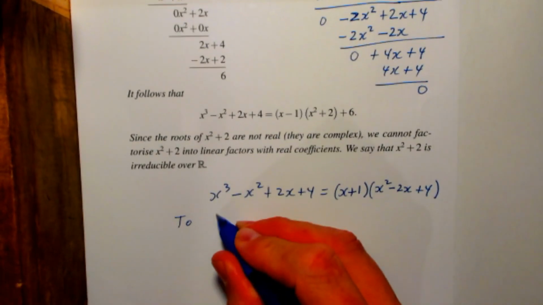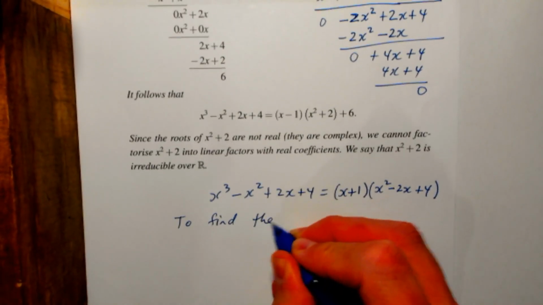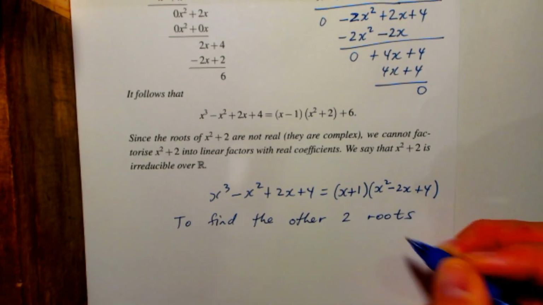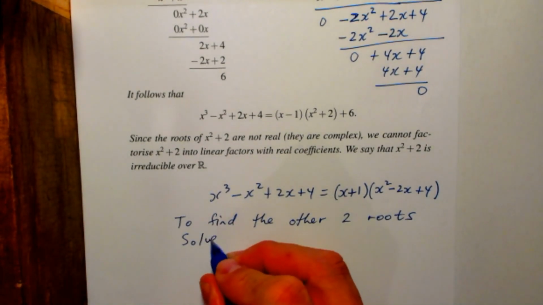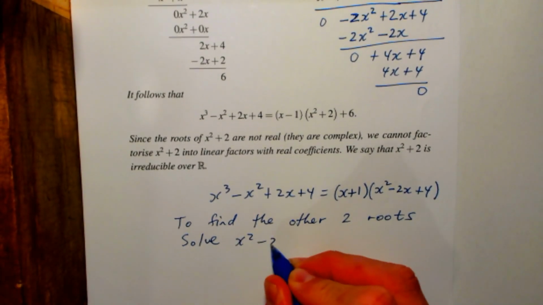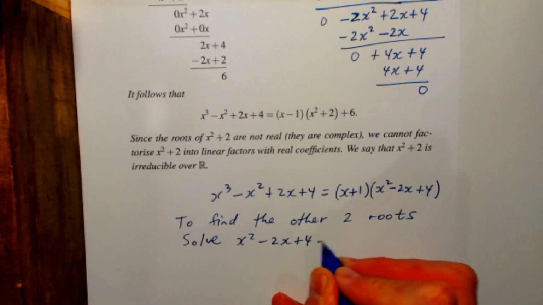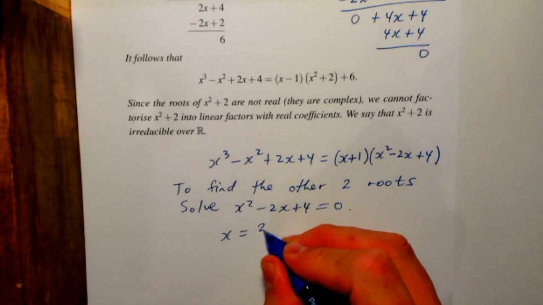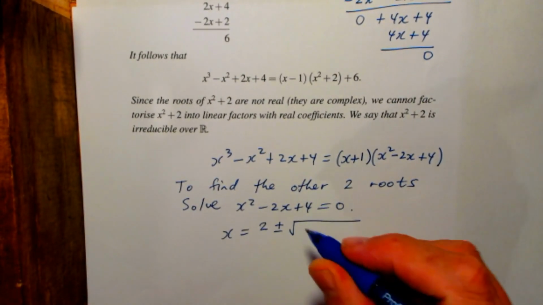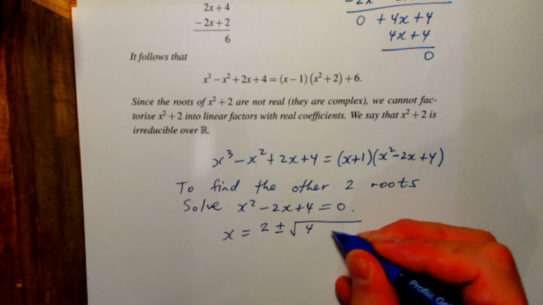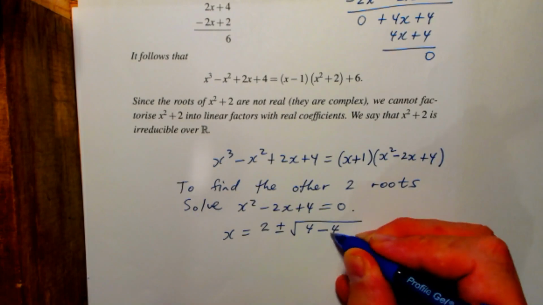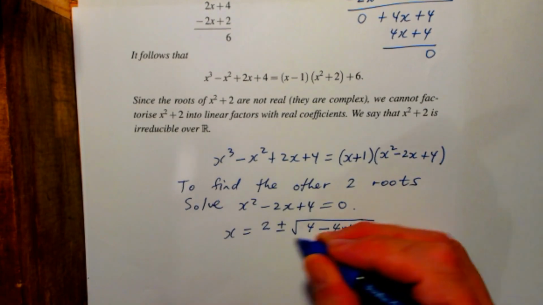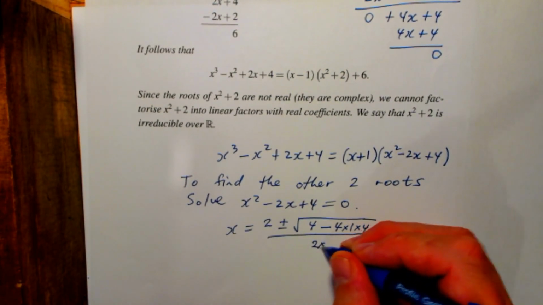So to find the other two roots, we want to solve x squared minus 2x plus 4 equal to 0. So we have x equals negative b, that's 2, plus or minus the square root of b squared, minus 2 squared is 4, minus 4 times 1 times c is 4, all over 2a.